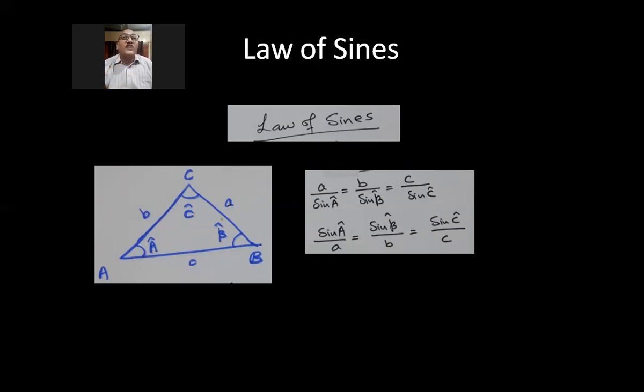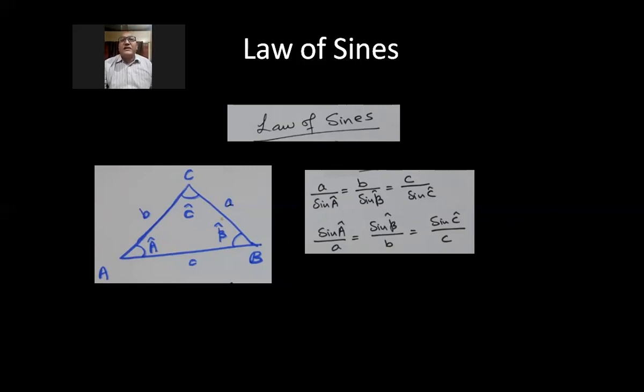Then the law of sines is, you see, this side has a relation with the sine of the angle opposite to it. So you will write a by sine A, and this side will have a relation with this angle. So you write b by sine B, and this side has a relation with the opposite angle. So it will be c divided by sine C. So this is the formula for the law of sine. Here in this formula, I have put the side upstairs and the sine of the angle downstairs.